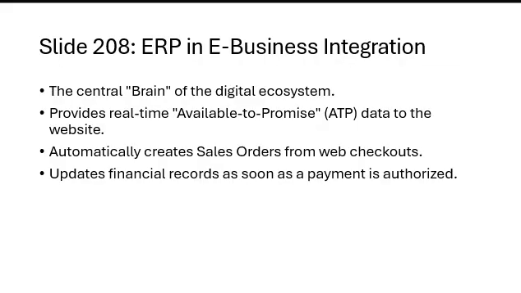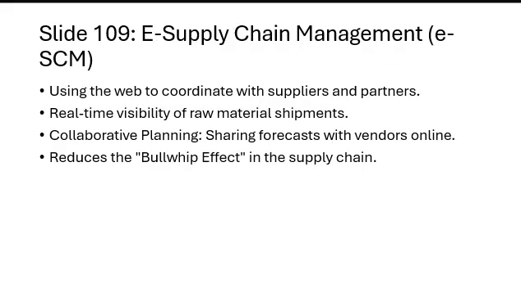ERP in e-business integration. The ERP acts as the central brain of the digital ecosystem that provides real-time available-to-promise data to the website. It automatically creates a sales order from web checkouts and updates financial records once the payment is authorized, and ERP will ensure accuracy across sales and finance modules. So the integration will improve customer satisfaction with reliable information.